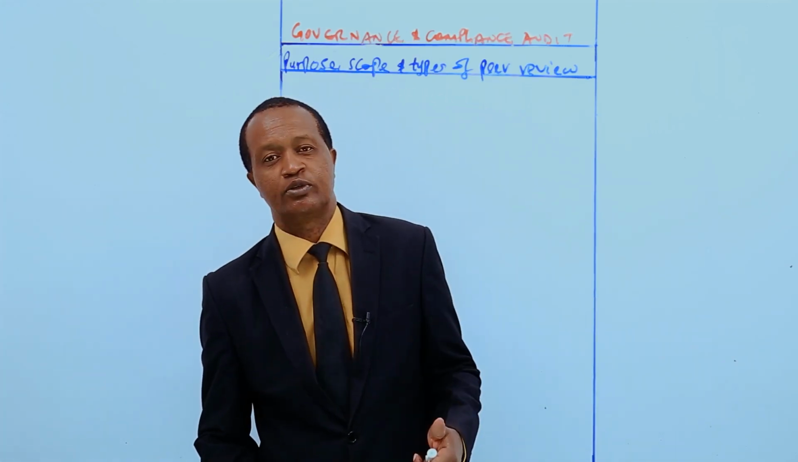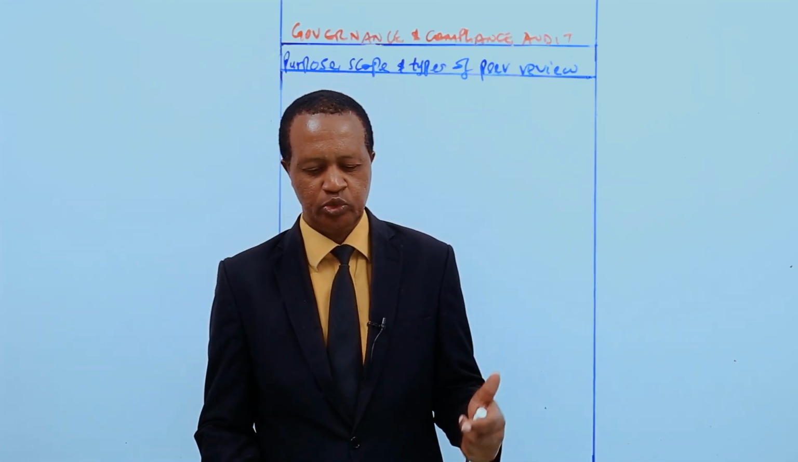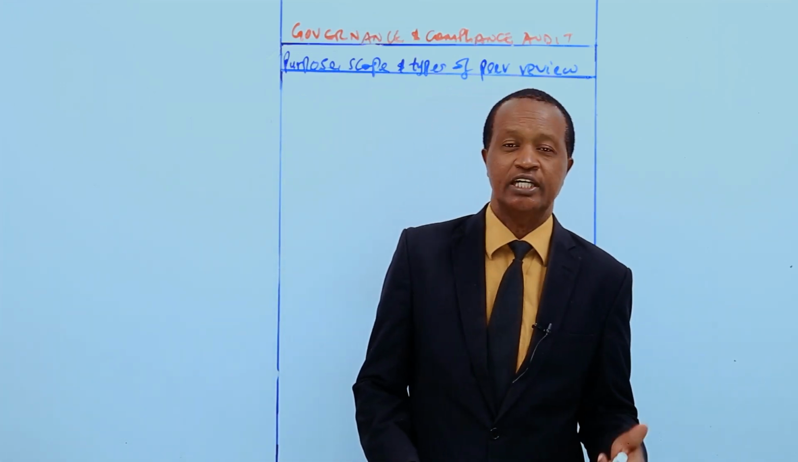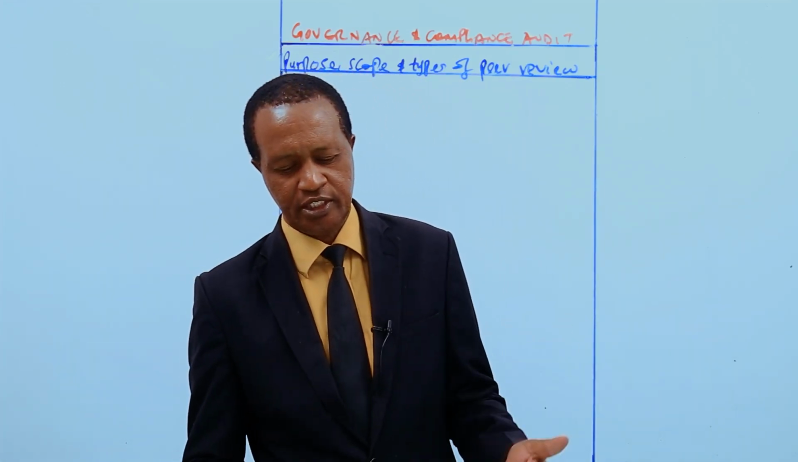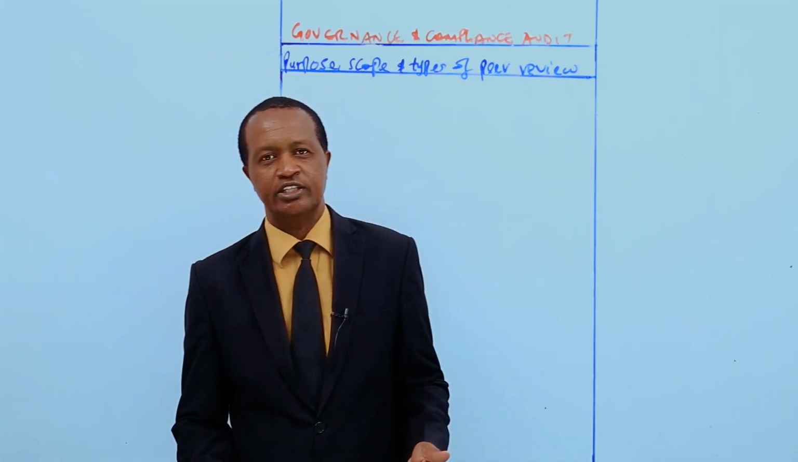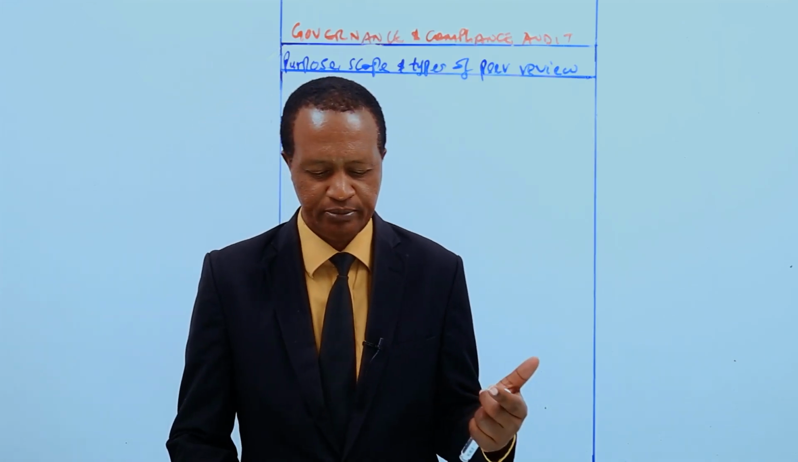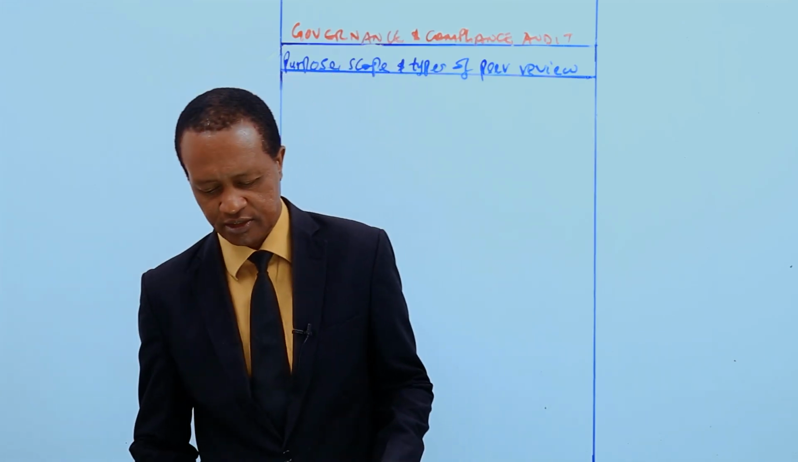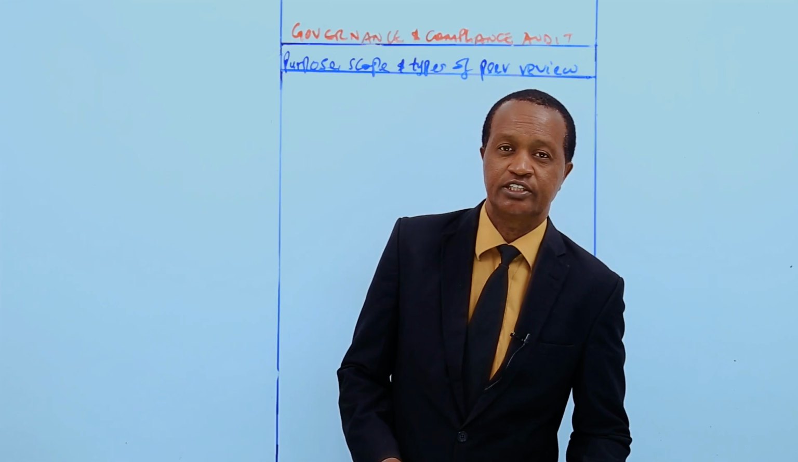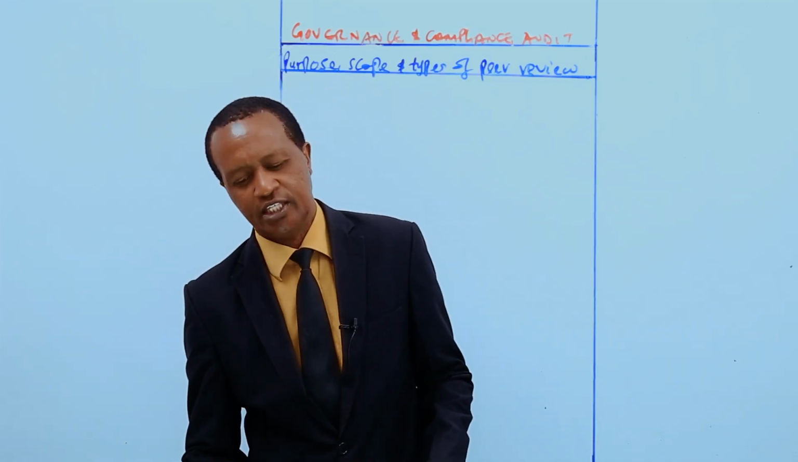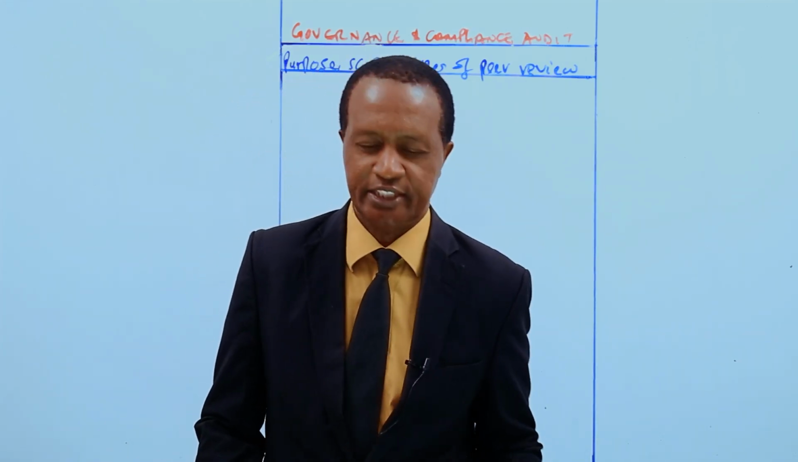First, scope and types of peer review. 2, responsibilities of parties in a peer review. 3, peer review mechanism stages. 4, quality management and assurance measures. 5, confidentiality requirements. We will be taking a subtopic one at a time.